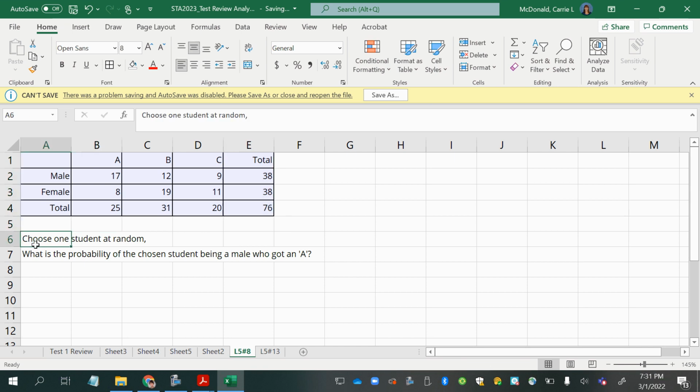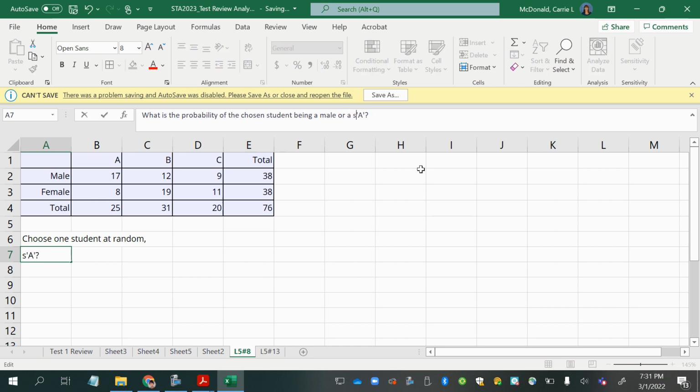We're asked to choose one student at random and find the probability that the student that is chosen is a male. Oh, I think I wrote this wrong. I think the question was supposed to be a male or a student who got an A.